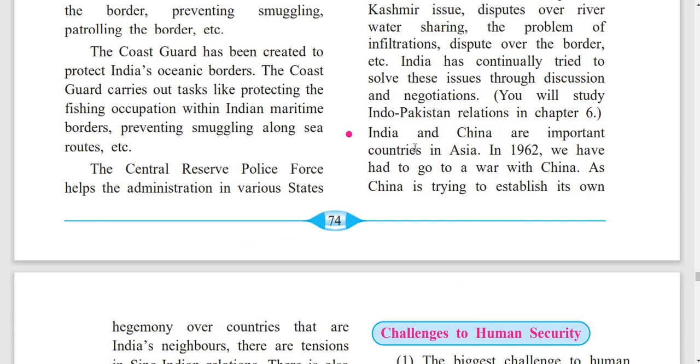India and China are important countries in Asia. In 1962, we had to go to war with China.